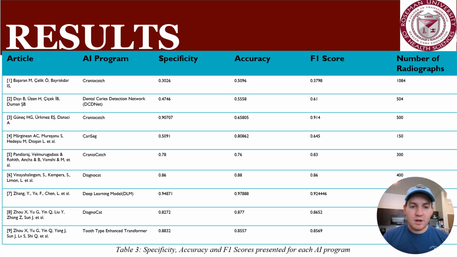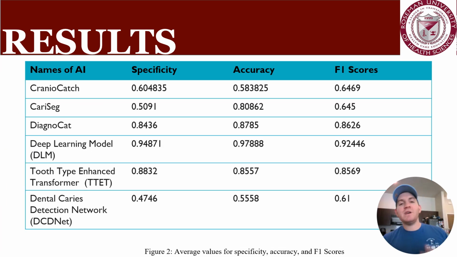We gathered all of the AI articles, and there were 9 of them, as discussed before in the methods. We had the associated AI programs, and then our team took specific performance metrics of specificity, accuracy, and F1 scores. And then we also indicated the number of radiographs with each article. This is kind of the meat and potatoes of the whole project right here.